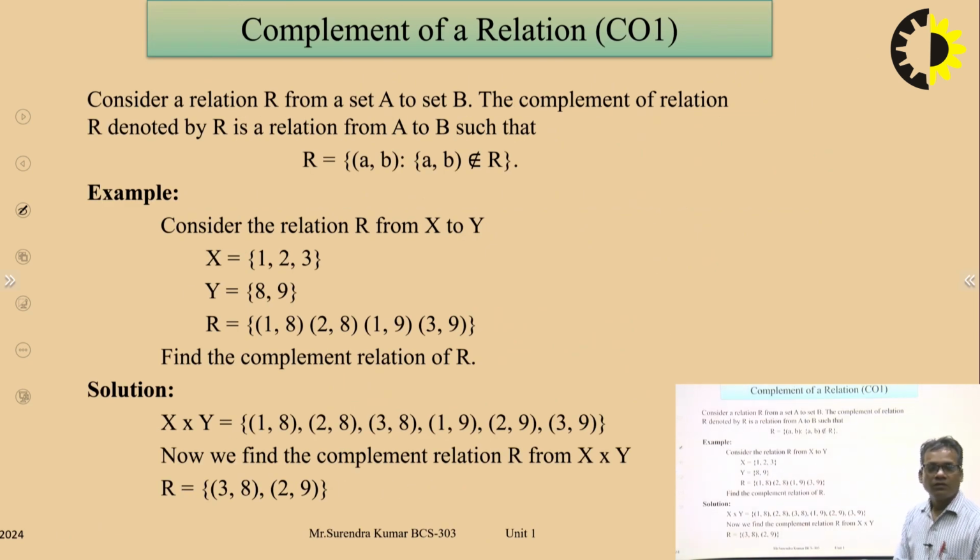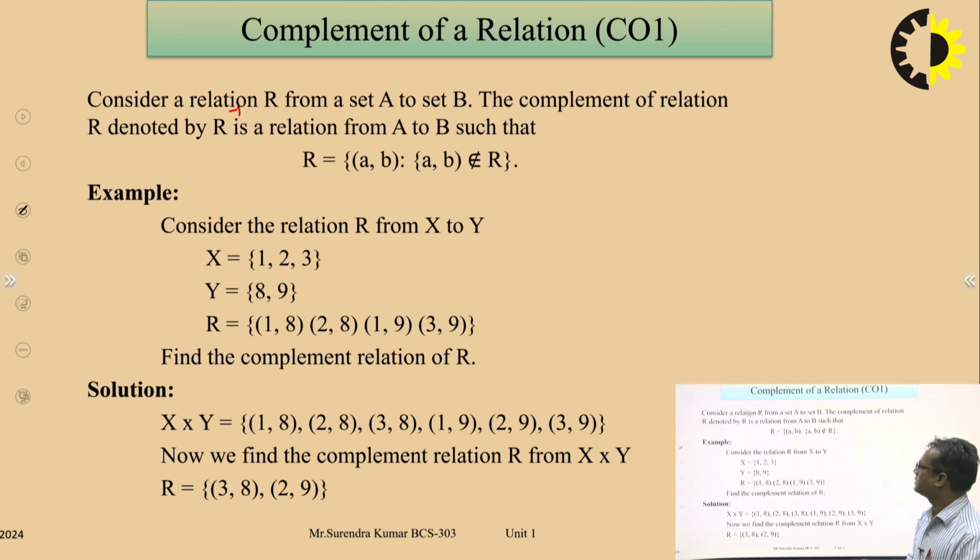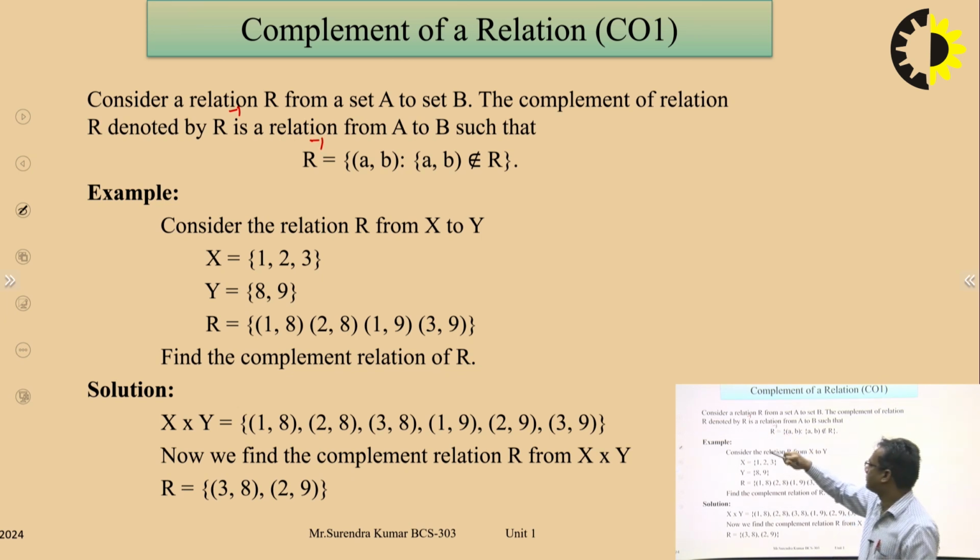So one more thing we have to discuss here: what is the complement of a relation. Consider the relation R from a set A to B. The complement of relation R is denoted by R inverse. So R inverse is the set of all (a, b) such that (a, b) doesn't belong to R. Those ordered pairs which don't belong to R.